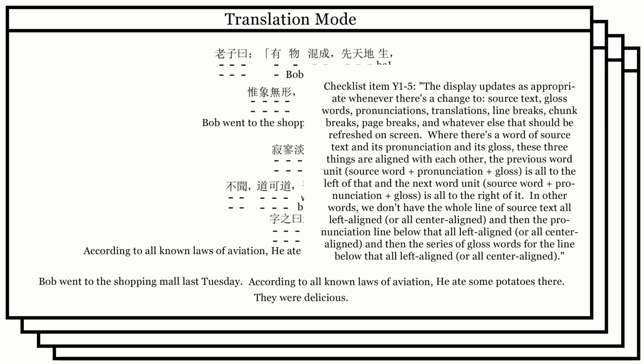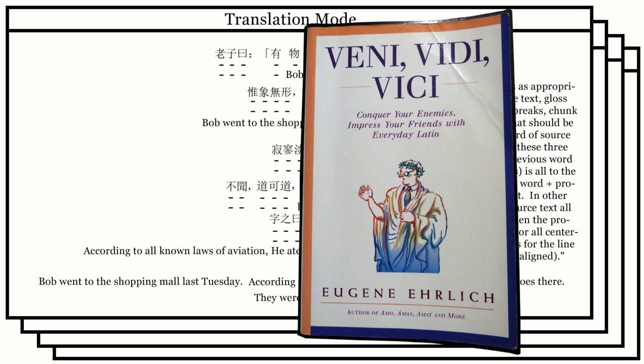Let's talk about alignment. Here I have a book called Veni Vidi Vici, or maybe it's Veni Vidi Wiki, nobody really knows for sure. And it's a book that lists several hundred Latin expressions and their translations into English plus pronunciation.